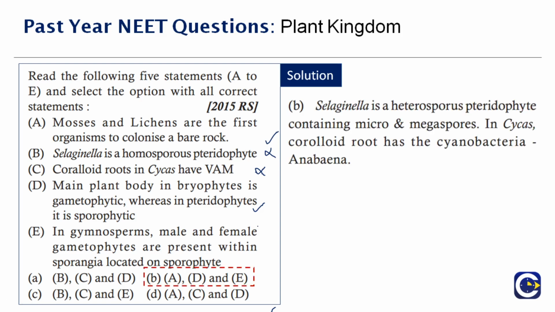Therefore, the correct answer to this question is option B, A, D and E. A, D and E are the correct options given here. We all know Selaginella is heterosporous. In Cycas, coronoid roots have cyanobacteria, Anabaena. They do not have a VAM. VAM is a fungus, called vesicular arbuscular mycorrhiza. The correct answer is option B: A, D and E statements are correct.